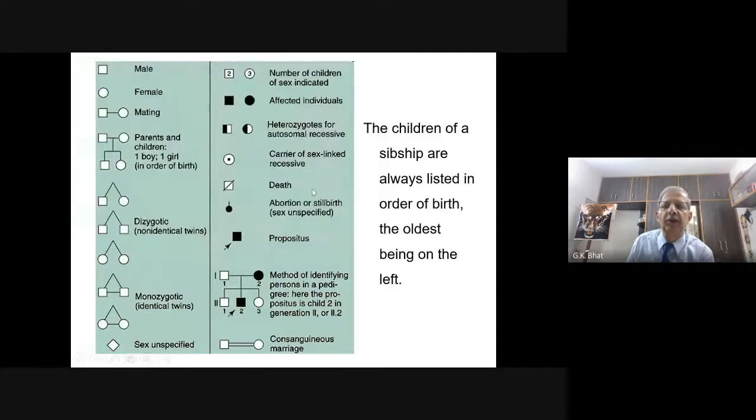The children of a sibship are always listed in the order of birth. That means whatever is shown first, on the left-hand side, is the oldest. Whatever is shown last is the youngest. Oldest being on the left, youngest being on the right-hand side.